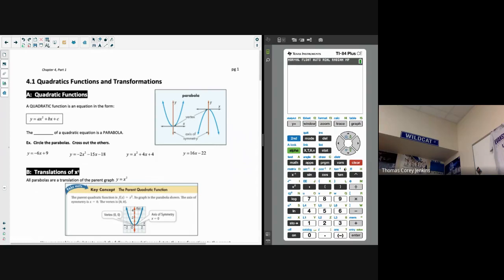So first of all, a quadratic function is an equation in the form a times x squared plus b times x plus c. Basically, the degree of the rule is 2. It's a second degree rule. It contains your input variable squared. All right, and if it's in that form, then you know that the graph of the quadratic equation is a parabola.